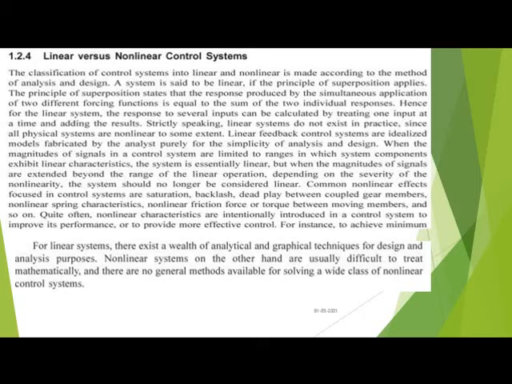Strictly speaking, linear systems do not exist in practice, since all physical systems are non-linear to some extent. Linear feedback control systems are idealized models fabricated purely for simplicity of analysis and design. When the magnitude of signals is limited to a range in which system components exhibit linear operation, the system may be considered linear.